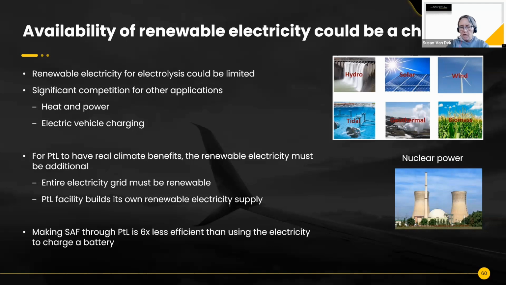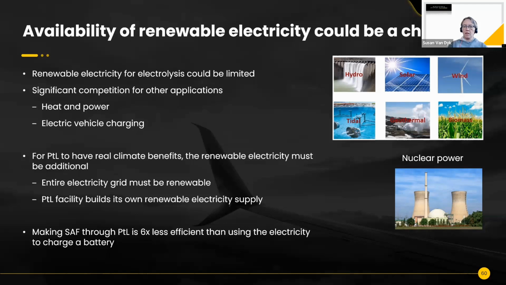Availability of renewable electricity could be a challenge as well. The first thing is competition. You want to use your electricity for heat and power applications, and you want to charge electric vehicles. Because if you want to make e-fuels, it's probably the least efficient way to use your energy.